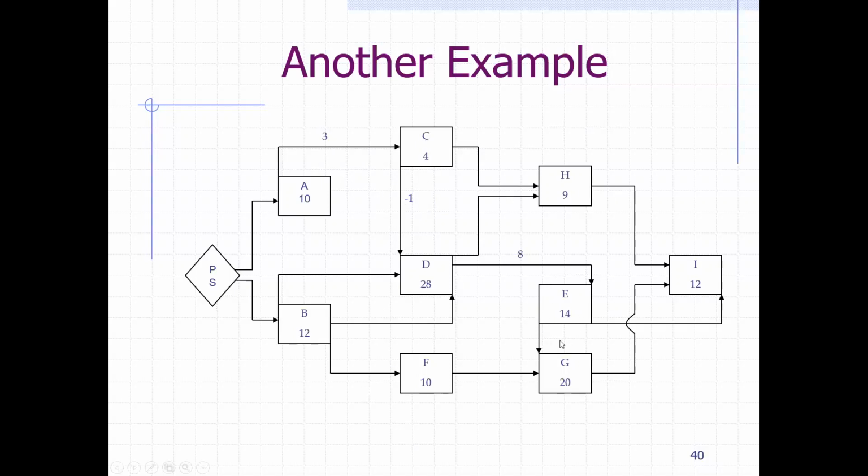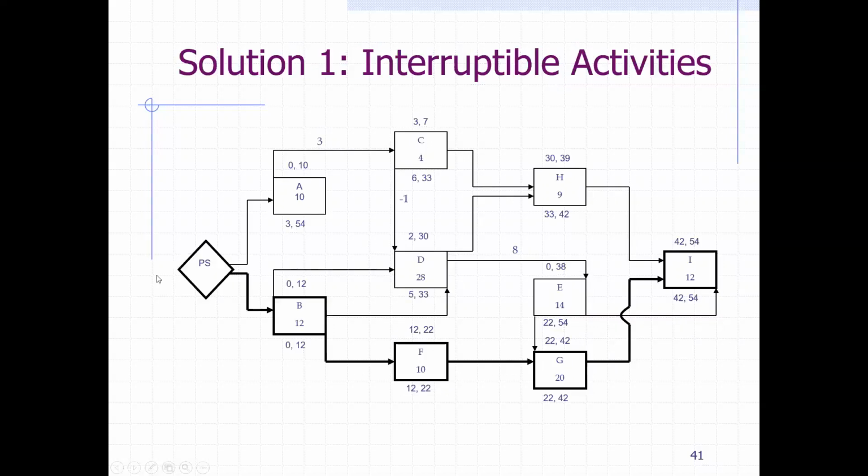And here for E, which will be the focus, it has a start to start, which is also simultaneous, and also finish to finish. So E has to start with D, but has to finish with I. So with that, let's look at the interruptible activity approach.